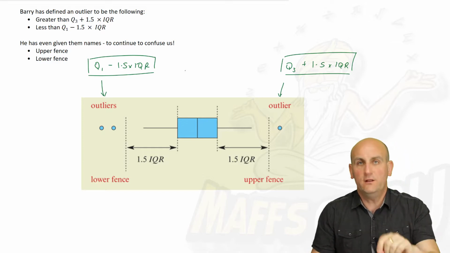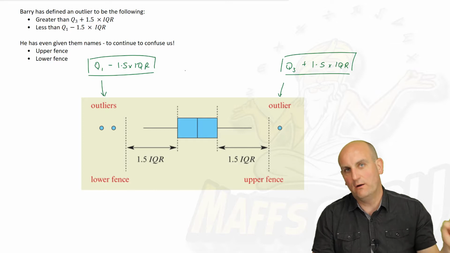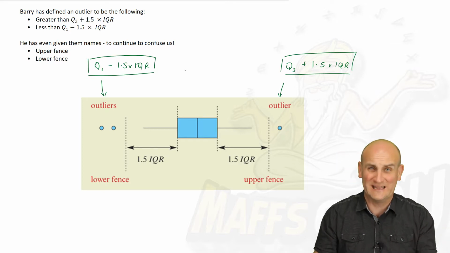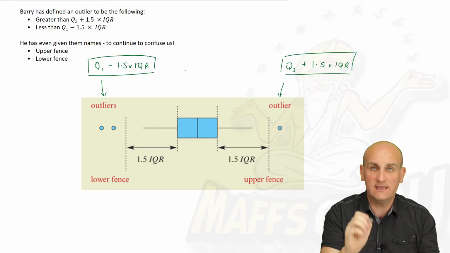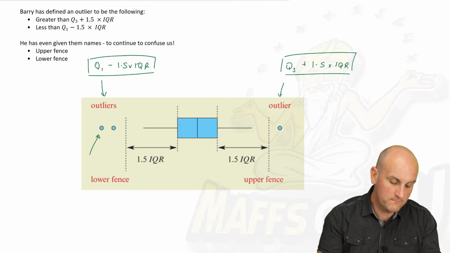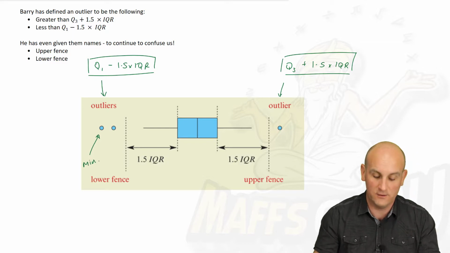Now, one of the things I want to point out is people think that outliers don't count. And of course they count. You can't just ignore them. They're there. And so, as my calculator showed a moment ago, you must know that that point there is still my minimum value.